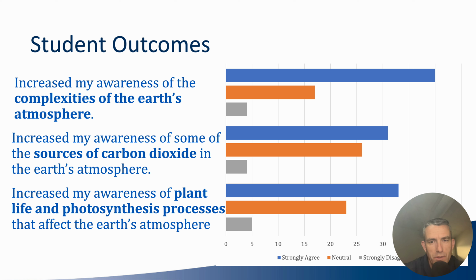So approximately 80 students participated in this lab. Here are some student outcomes that they were queried about, in terms of whether the laboratory activity increased their awareness of the complexities of the Earth's atmosphere. The majority agreed. They were asked if it increased the awareness of some of the sources of carbon dioxide, as well as of plant life and photosynthesis processes. And the majority did agree that it did.